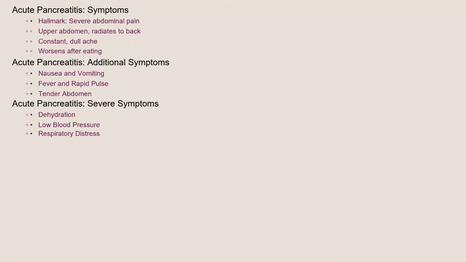The hallmark symptom of acute pancreatitis is severe abdominal pain. This pain typically starts in the upper abdomen and may radiate to the back. It's often described as a constant, dull ache that worsens after eating. Other common symptoms include nausea, vomiting, fever, rapid pulse, and a tender abdomen. In severe cases, individuals may experience dehydration, low blood pressure, and even respiratory distress.